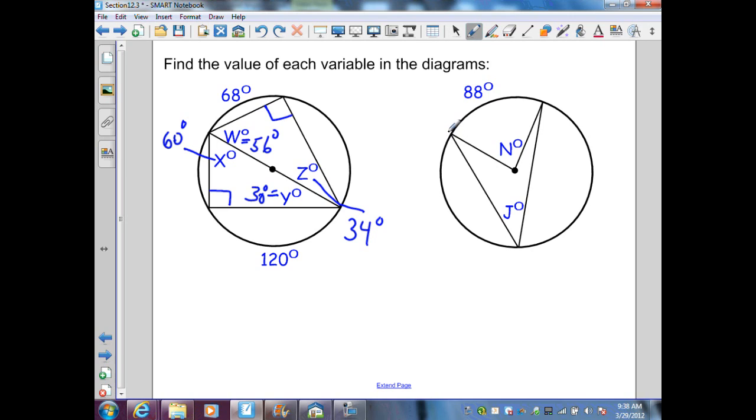The next diagram, I'm given an inscribed angle and also a central angle. I know from previous sections the central angle is equal to its intercepted arc. Therefore, this is 88 degrees. And by the inscribed angle theorem, I know this has to be half its intercepted arc, which is 44 degrees.